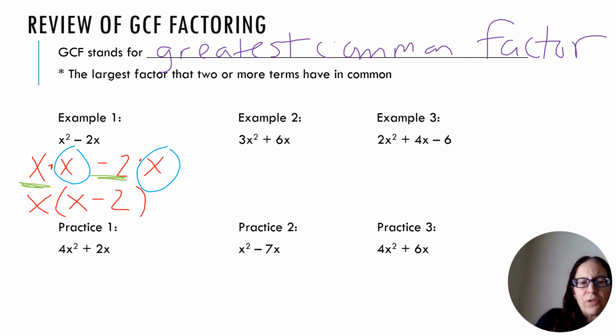Next example is a little bit more challenging. We have 3x squared, so I'm going to write that as 3 times x.